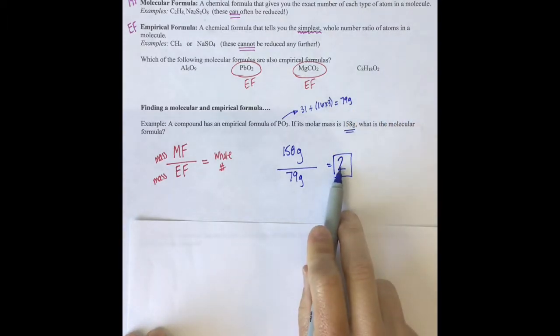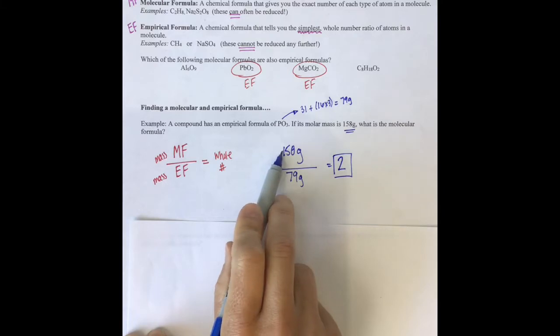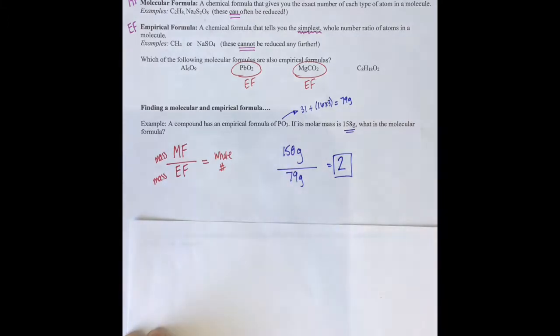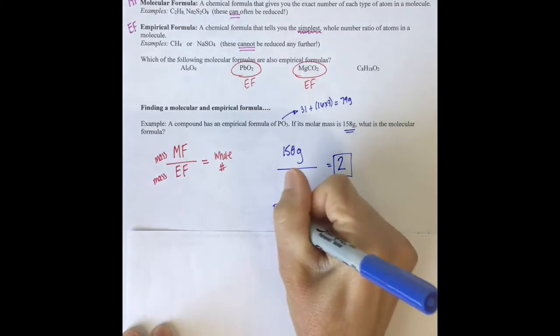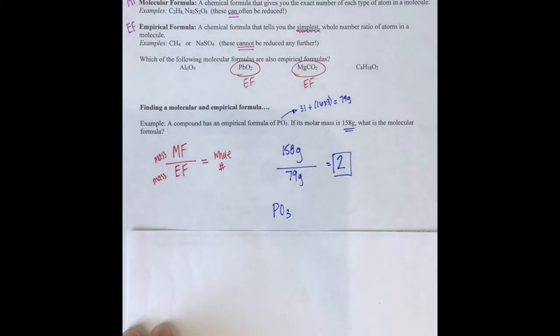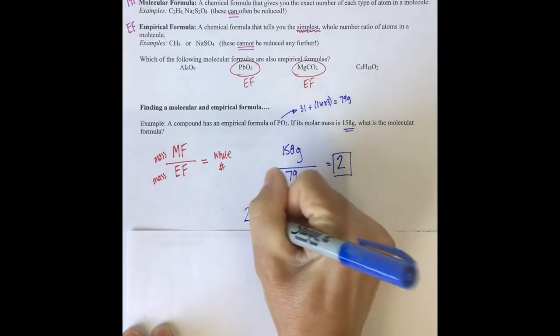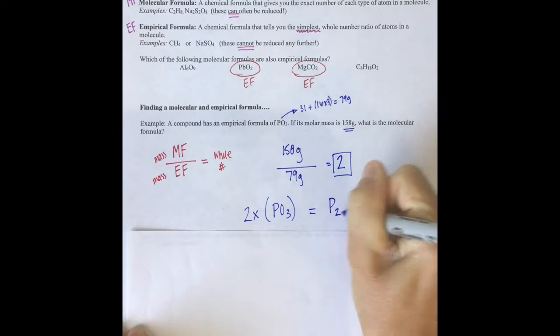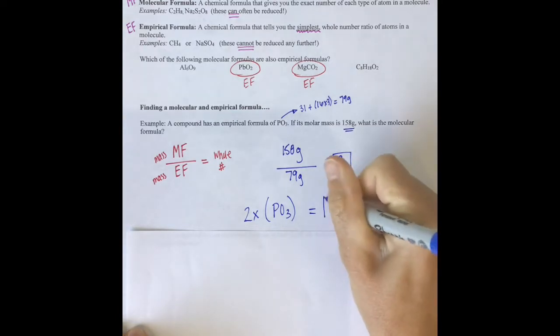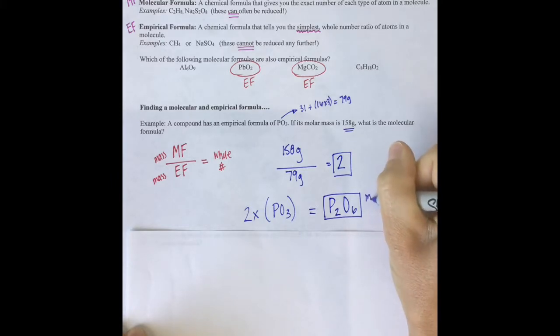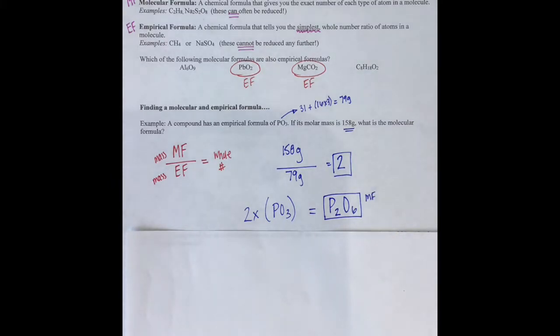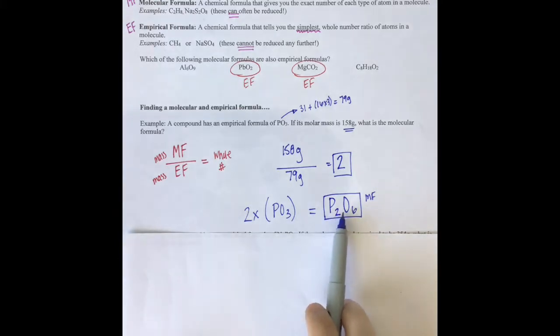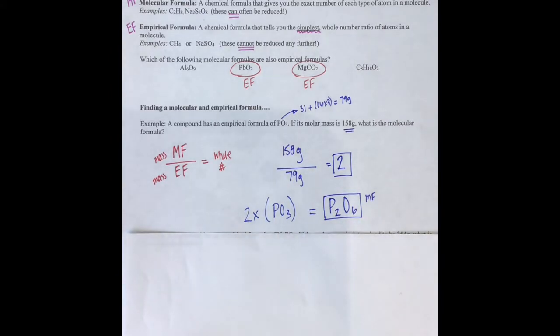This is telling you that the molecular formula weighs exactly double the empirical formula. So all you're going to do is you're going to take your empirical formula and you need to double it. And we would end up with P2O6 for the molecular formula. Okay, if you are one of the people that likes to check your work before you turn things in, you could always add up P2O6 and it should equal 158 grams if you did it correctly.